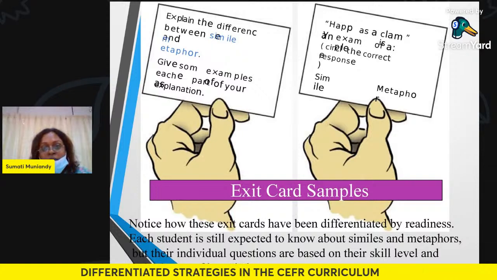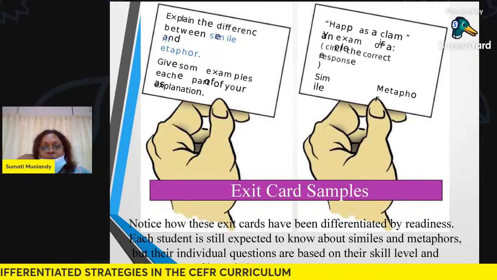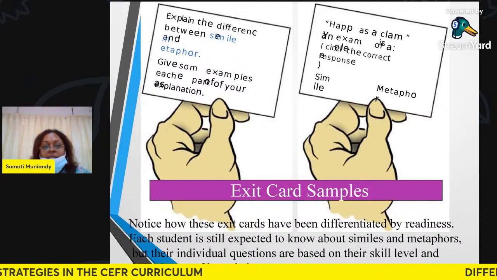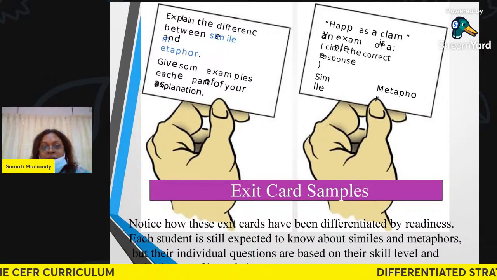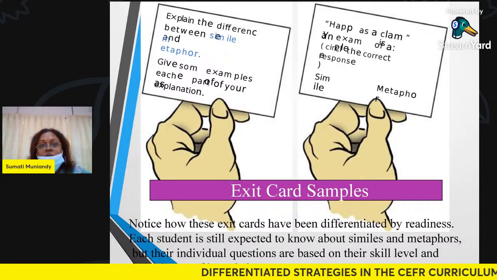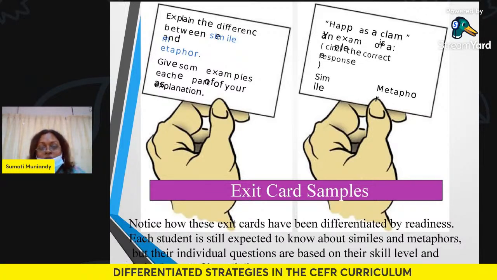All right, this is not clear. I'm so sorry for this. These are the things that you can use. Exit card is one of the ways. What I'm trying to say is, don't use the same question for all the students.